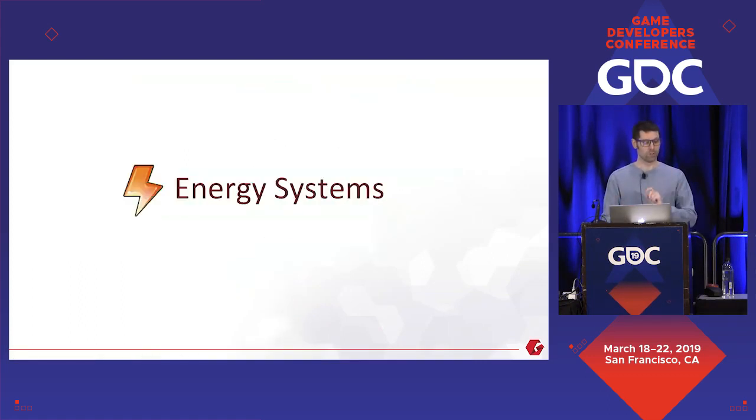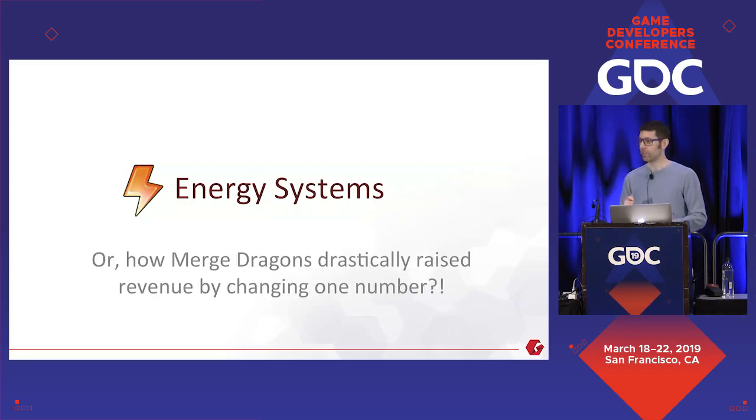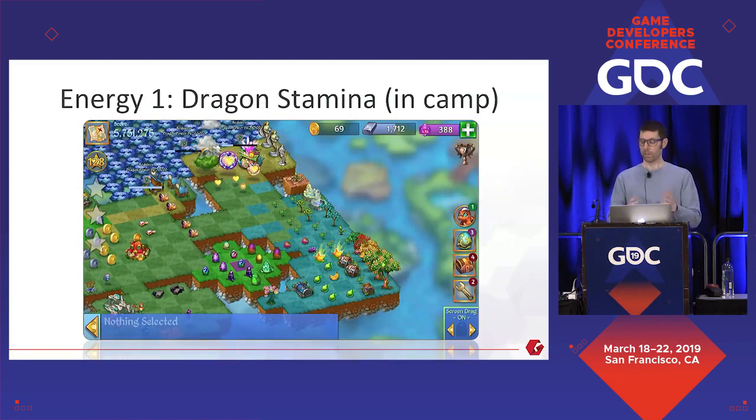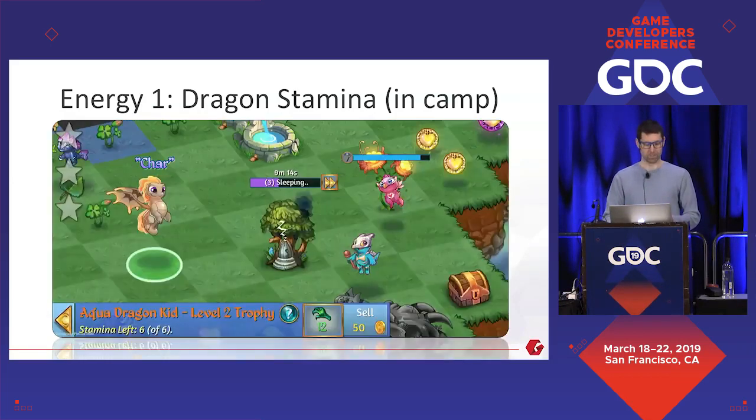Okay, let's look more closely at energy systems now, or how Merge Dragons drastically raised revenue by changing a single number. This is that thing I mentioned. Camp and levels each have their own energy system. Zooming in, the way energy works in camp is that each dragon has some stamina, which is the number of actions they can perform before they need to head off to sleep. And as a player earns more dragons, their total stamina and thus their total time in camp pretty quickly converges on being unlimited, and they don't need to worry about that anymore.